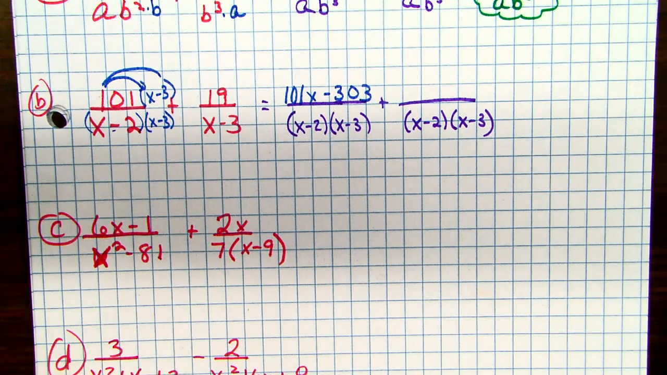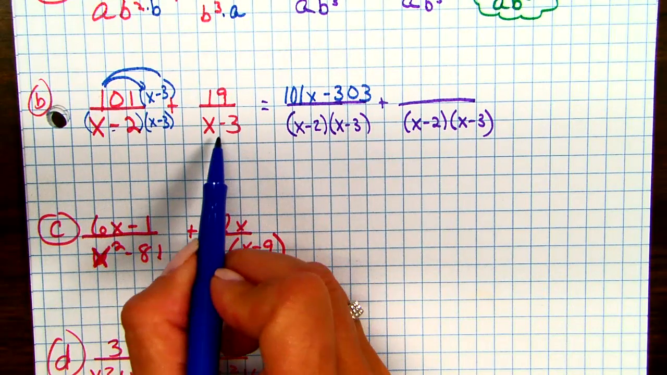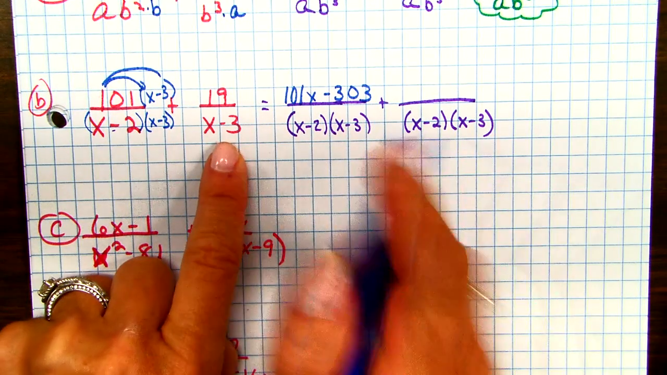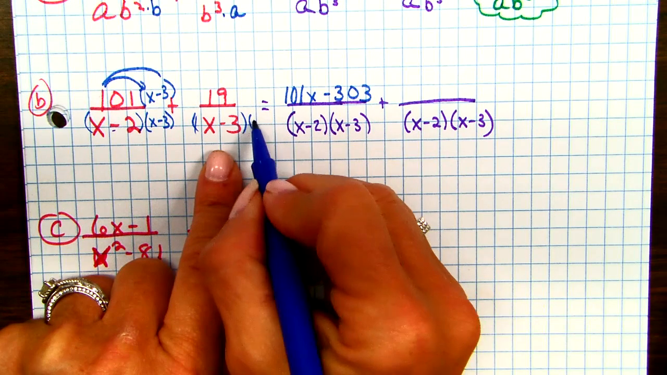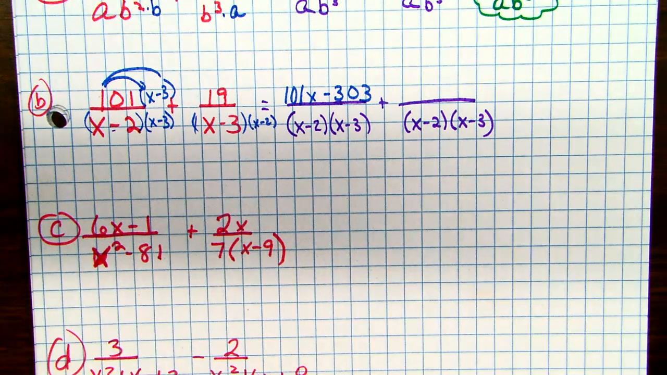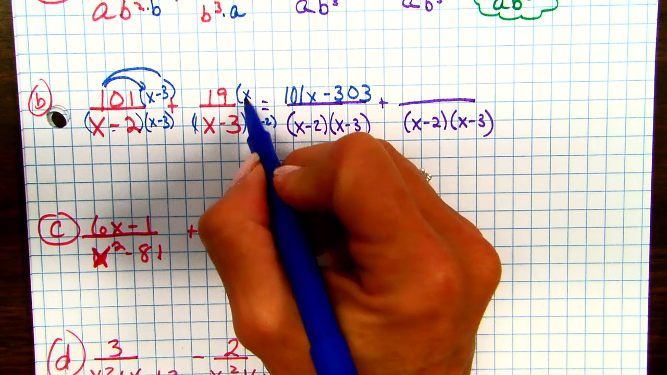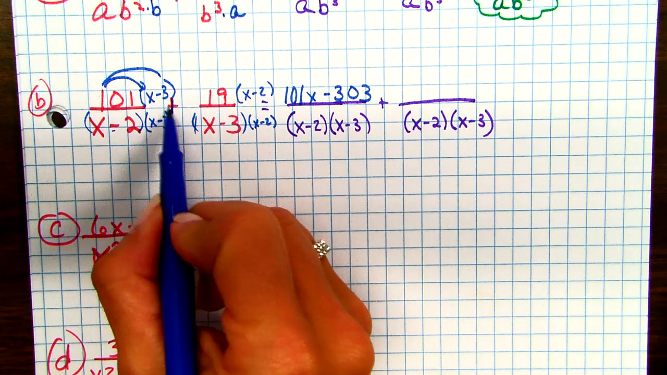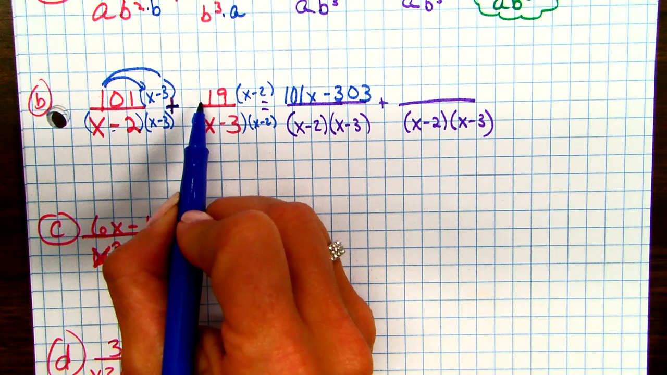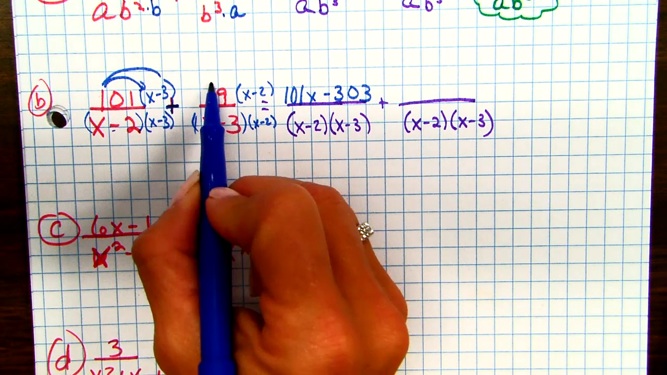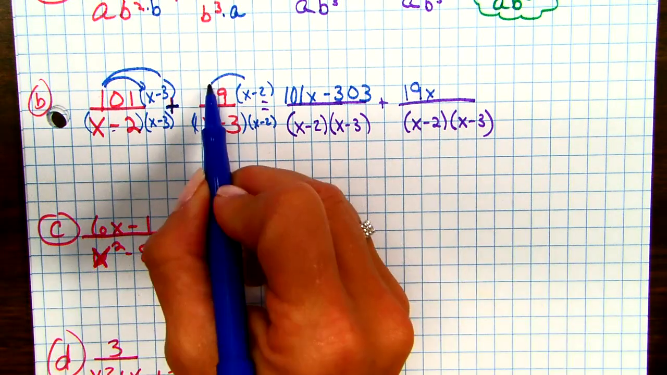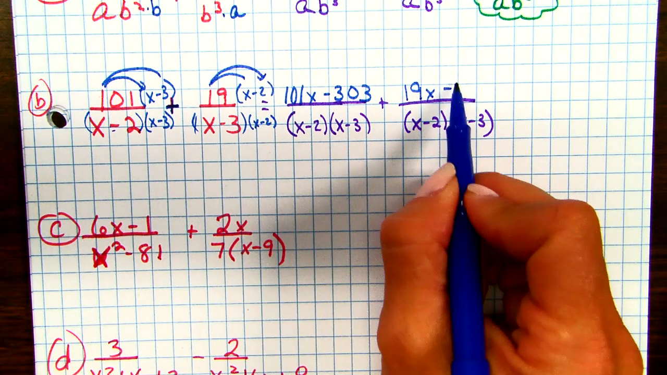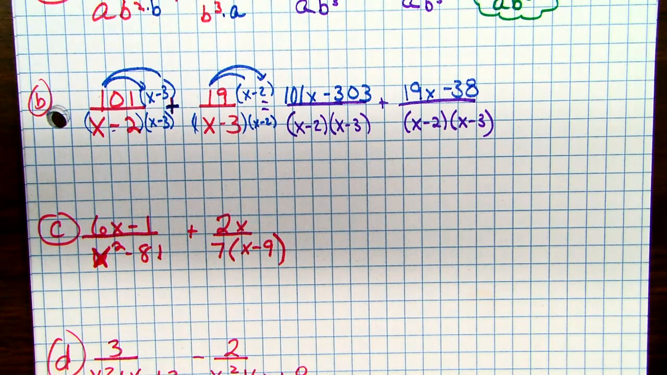Do the same thing to your second fraction. To go from red to purple, I already have the x minus 3 here, right? I'm missing the x minus 2. Do the same thing to the numerator. This is a moment you want to be careful. If this had been a minus, we would distribute a negative 19. But it's positive, so it's just 19 times x, which is 19x. 19 times negative 2 is negative 38. Let me just pause and make sure you guys are with me. That makes sense?